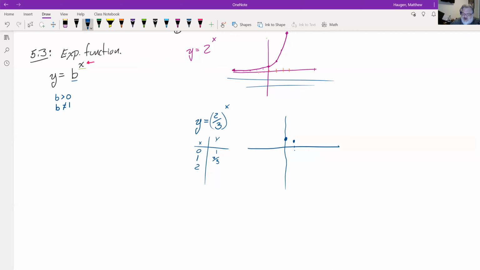If it was squared, 2/3 to the second power would be 4/9. And you could check, 4/9 is a little bit lower. If we go to the third power, that's 8/27, and that's definitely lower. Fourth power, 16/81, getting smaller and smaller and smaller every time.